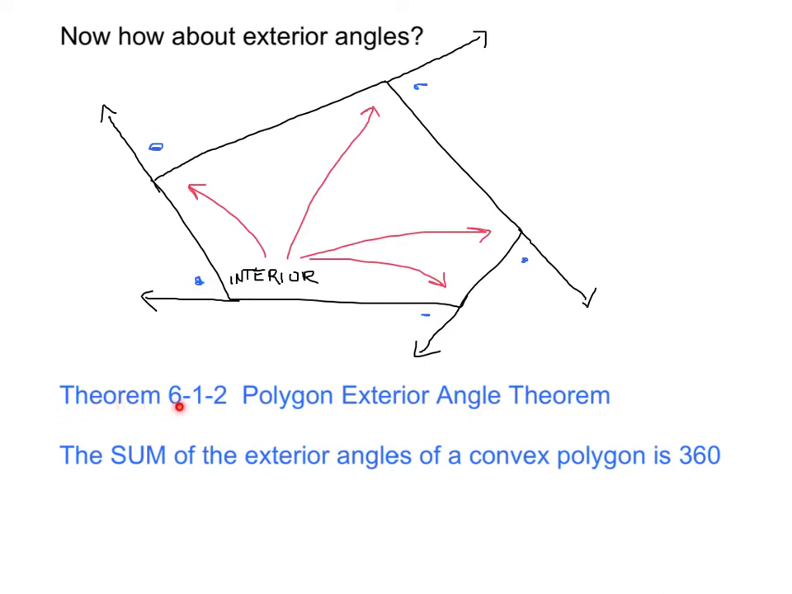We have theorem 6-1-2, which is the polygon exterior angle theorem. What it says is that the sum of the exterior angles of a convex polygon is 360. What that means is that all of these blue angles that I marked here all add up to 360 degrees, always. We could be talking about that 101 gon, a triangle, any convex polygon, these will add up to 360 degrees. Each angle is not 360, but they add up to 360 always.